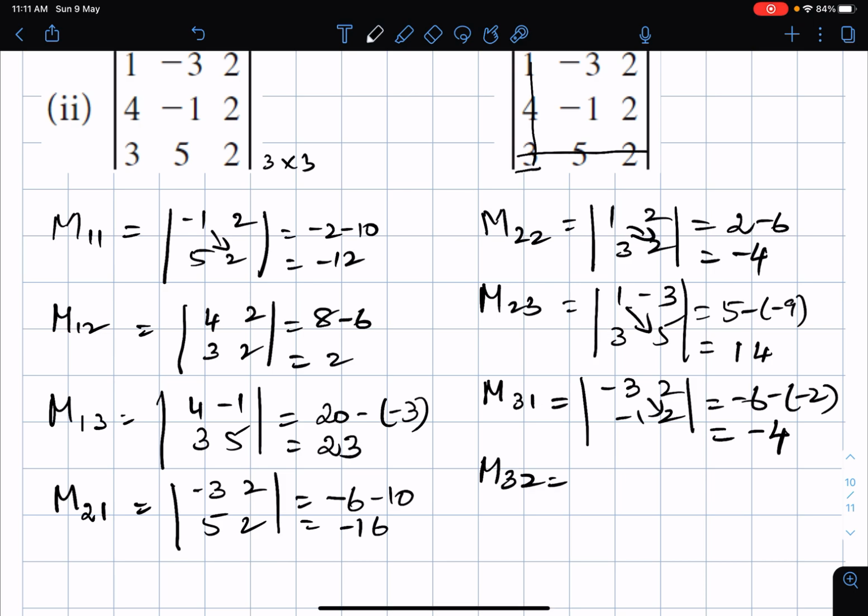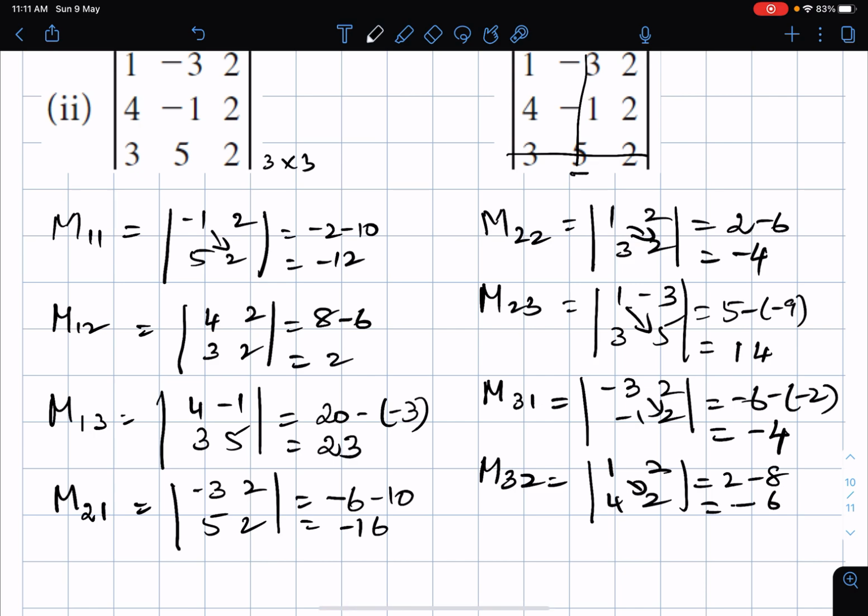M32 corresponds to the second element of the last row, 5. So cut out the column and the row. You will get the elements 1, 2, 4, 2. When you multiply, you will get 2 minus 8. That is going to be minus 6.